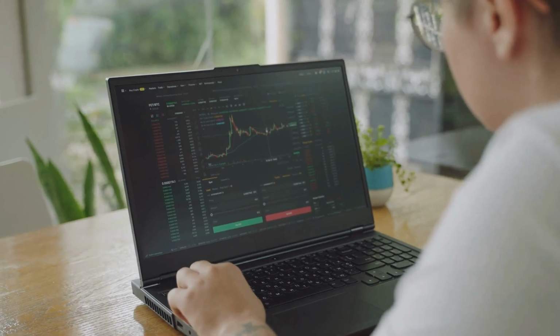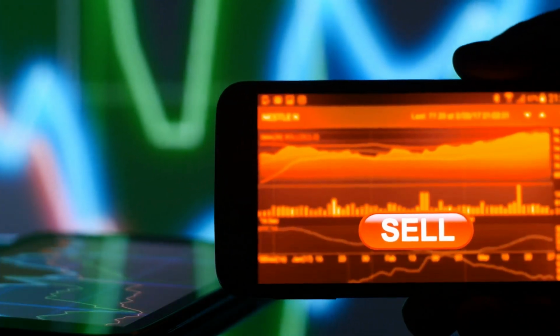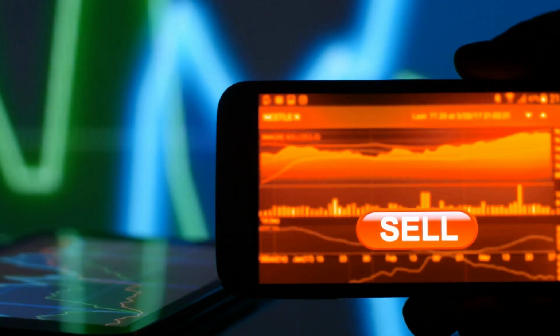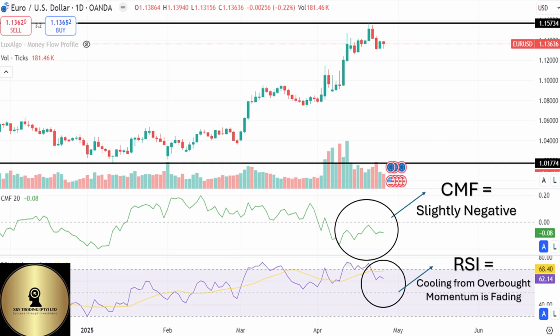Alright, let's talk about the daily trading plan. First off, don't chase longs here. Just wait for a deeper pullback or a bullish reversal off some major support. If the price holds above 1.1364, you want to look to buy dips. The ideal buy zone is somewhere between 1.13 and 1.12, but only with confirmation.